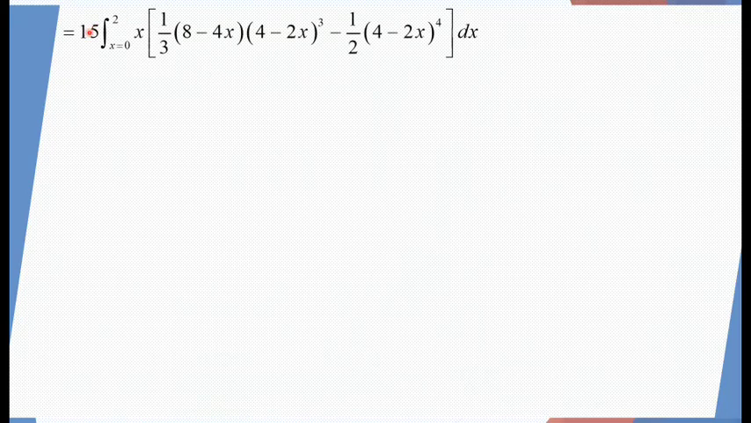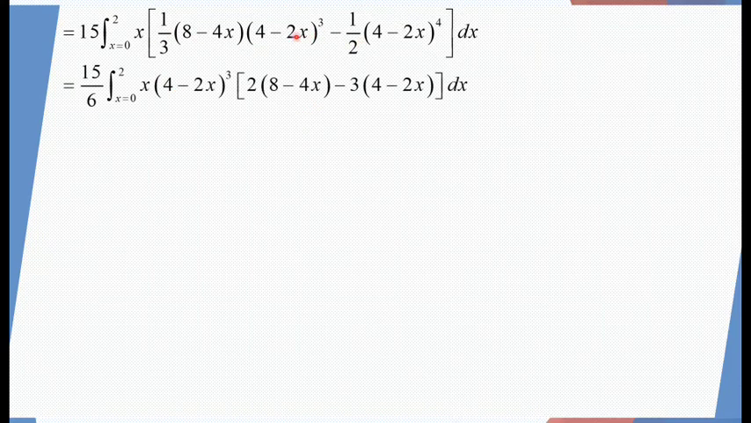So 15 times the integral from x equals 0 to 2 of 1 by 3 (8 minus 4x), as it is, and the value of y is replaced by (4 minus 2x) whole cube minus 1 by 2 (4 minus 2x) power 4 dx. Now we can simplify it by taking (4 minus 2x) whole cube as common, and take 3 and 2 as the LCM, so the LCM will be 6.